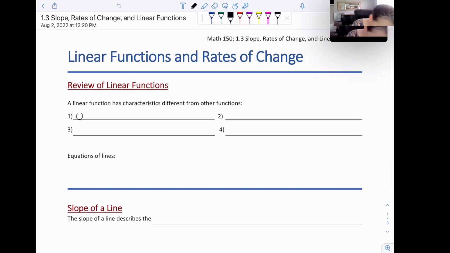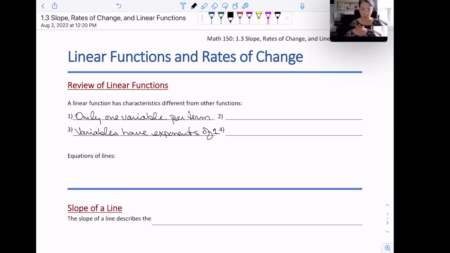One, there is only one variable per term. All of the variables only have exponents of 1. You'll not see an x squared or an x to the 1/2 or a square root of x. Linear equations graph lines, and the slope is constant. That just means it's the same everywhere.